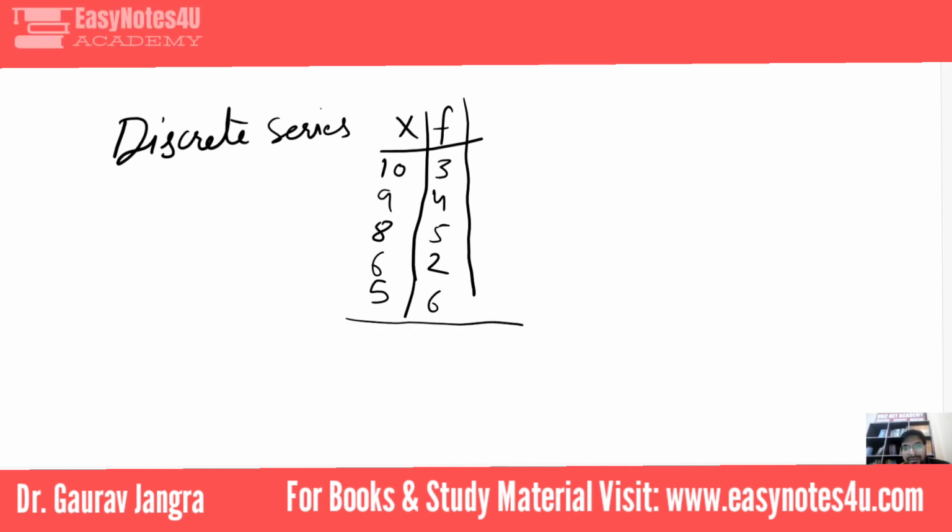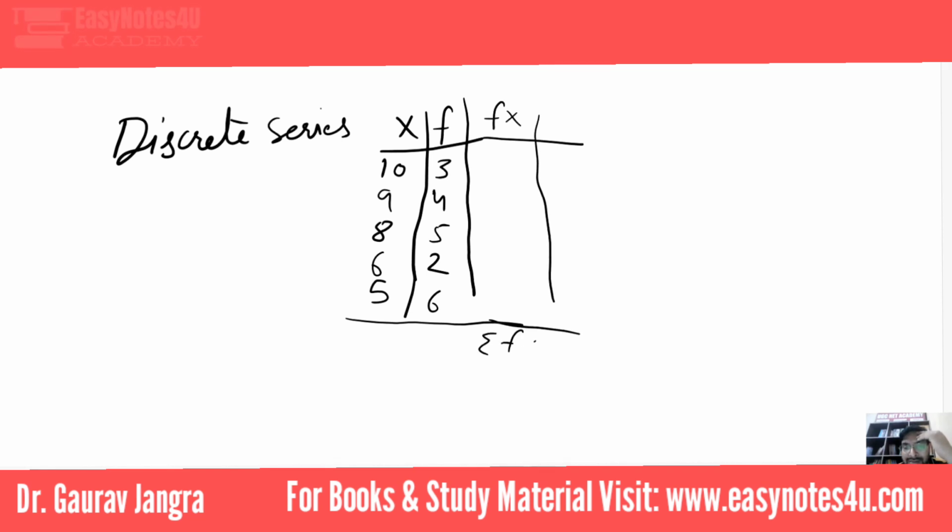So this will be the frequency. So in this case, how can we calculate the mean in the discrete series? One method is the direct method. You just multiply f and x, then take the total of that, summation fx. In the discrete series, the total number of observations will be the total of the frequency, that will be the value of n. So these things need to be remembered.